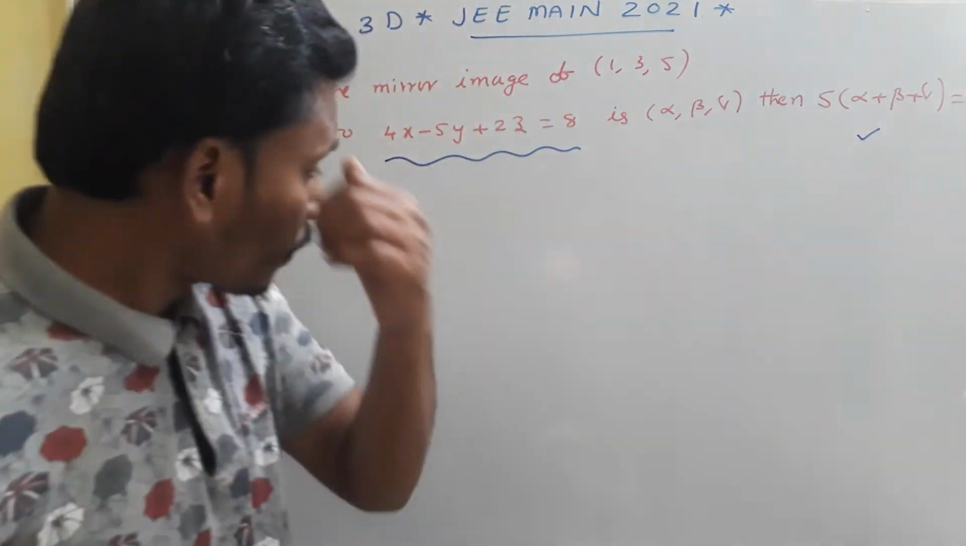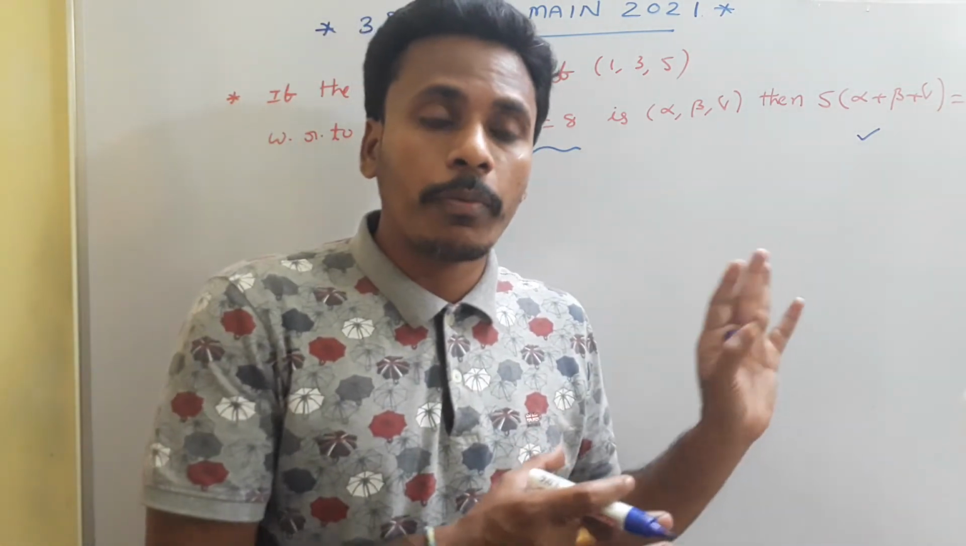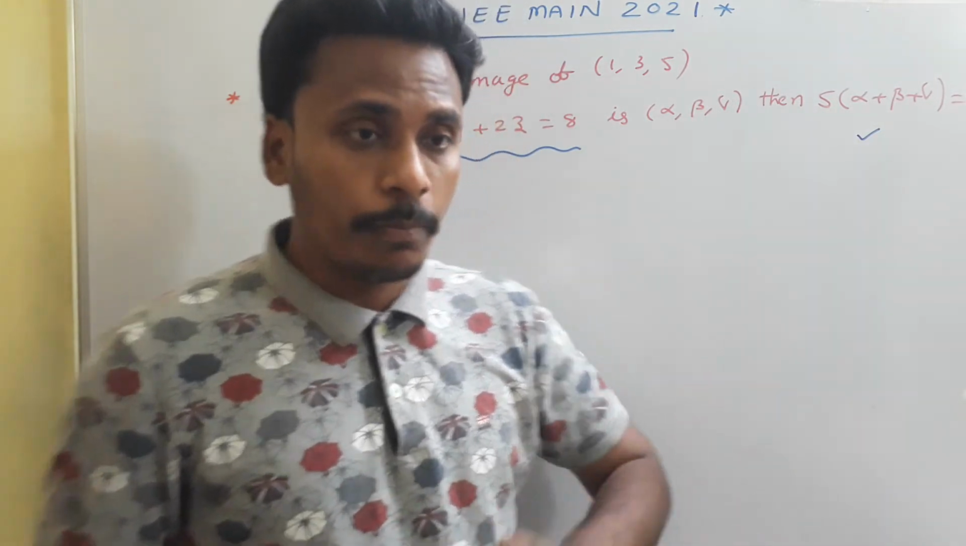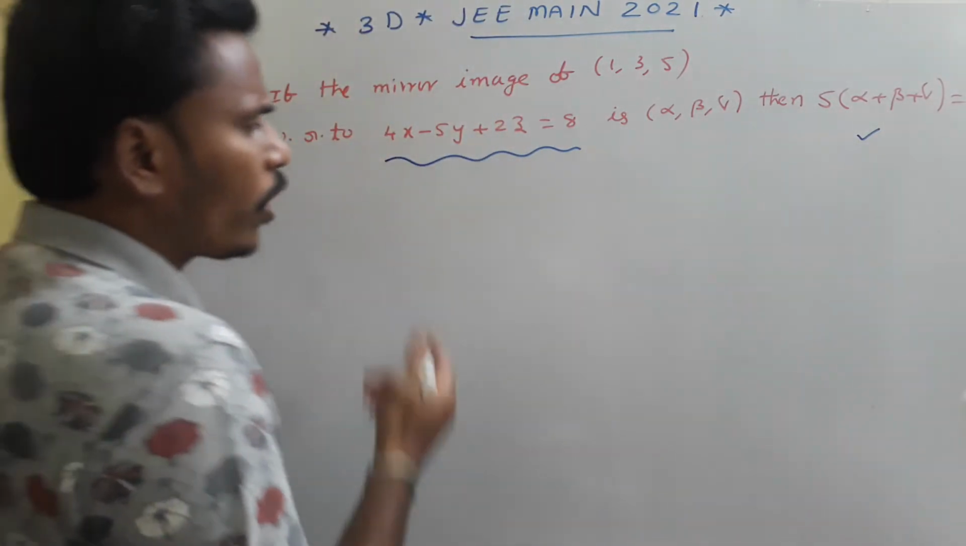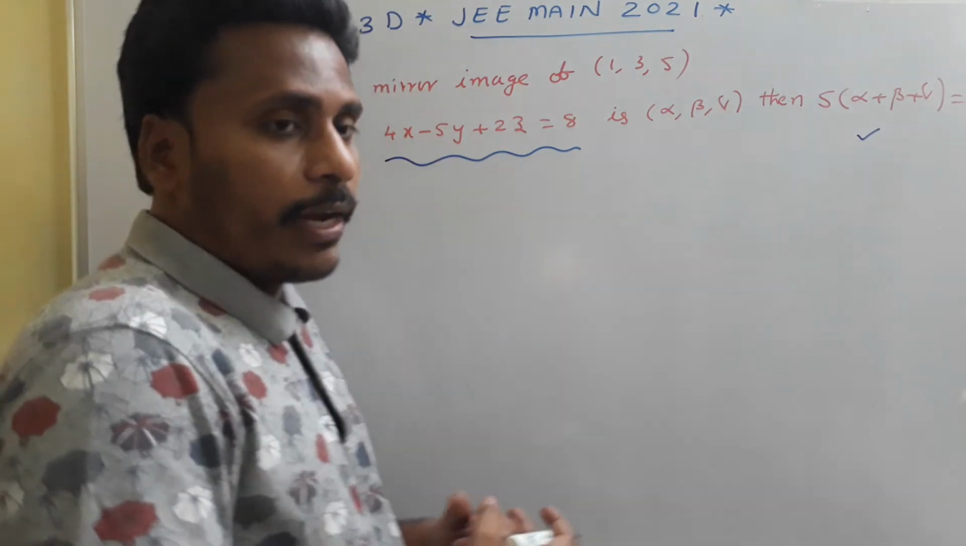Okay? So, the previous problem was the foot of perpendicular onto a line. This problem is the image with respect to a plane. Right? So, image with respect to a plane. There is a process of finding the image.